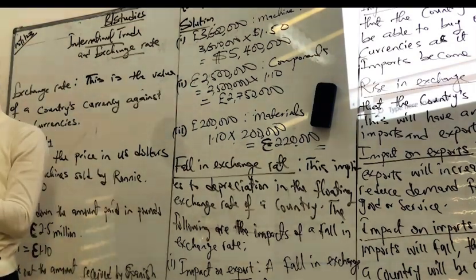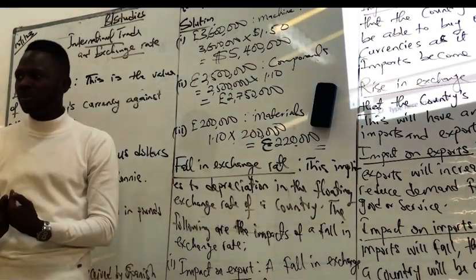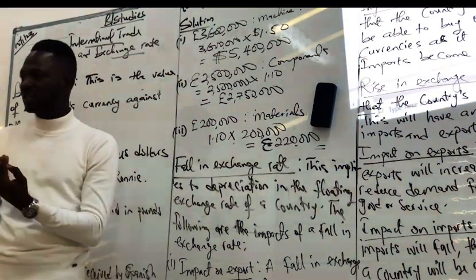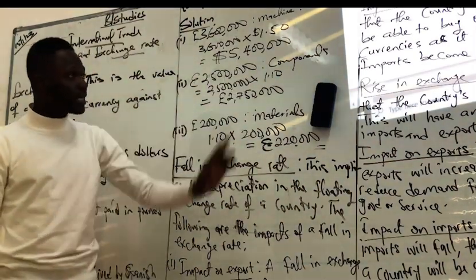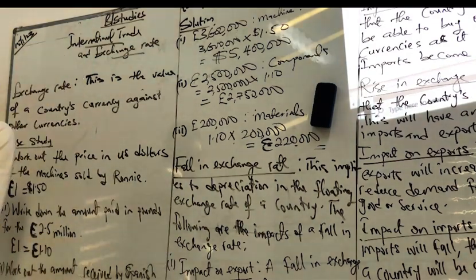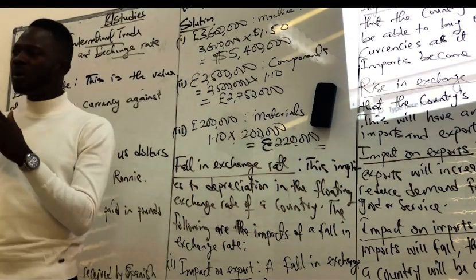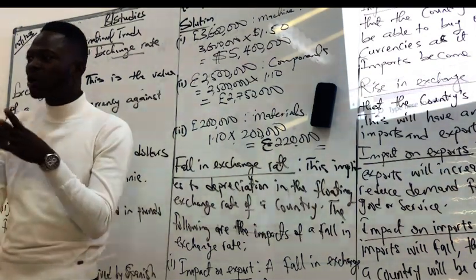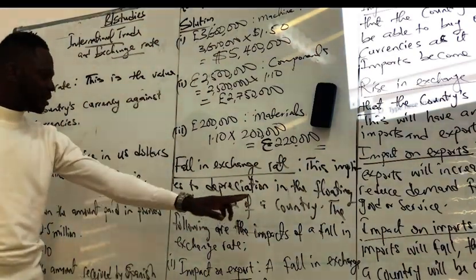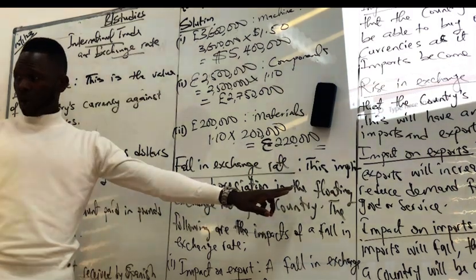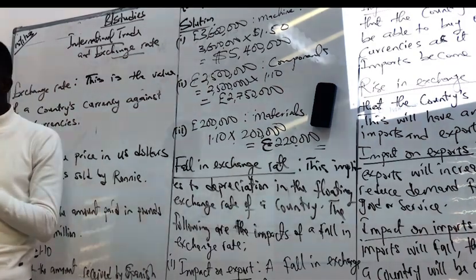So I told you earlier that if the exchange rate of a country is depreciating, the value is going down. So what is the impact of depreciation of a country's currency? Number one, on exports, and on imports. When we talk about international trade, I told you earlier, it's about imports and exports. So if the exchange rate is falling, how does it impact the country? Number one, here they said, a fall in the floating exchange rate of a country. Note, when you're talking about depreciation, it's about the floating exchange rate.